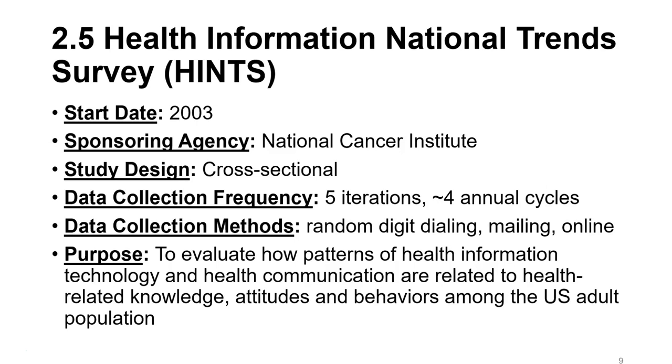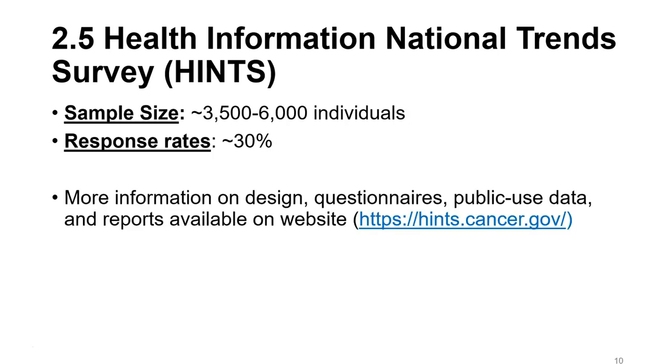HINTS has collected data using random digit dialing, mailing, and online methods. The purpose of the HINTS is to evaluate how patterns of health information technology and health communication are related to health-related knowledge, attitudes, and behaviors among the U.S. adult population. The sample size for the HINTS is much smaller than the NHIS and MEPS. Data are collected from roughly 3,500 to 6,000 individuals per iteration. Response rates are lower as well at roughly 30%. More information on the design, questionnaires, public use data, and reports are available from the website provided here.